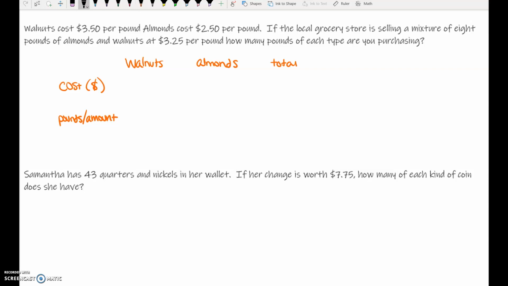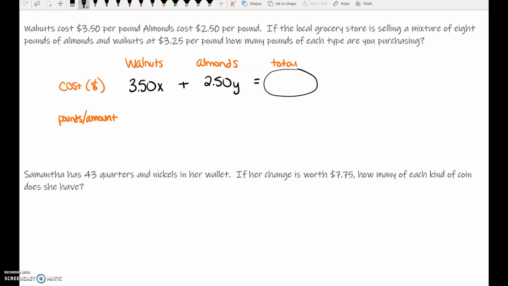All right. Walnuts cost $3.50 per pound. So I'm going to do 3.50 per pound of walnuts. Almonds cost $2.50 per pound. So 2.50 times the number of pounds of almonds. And that's going to equal the total cost for however many pounds. This number right here is the problem.